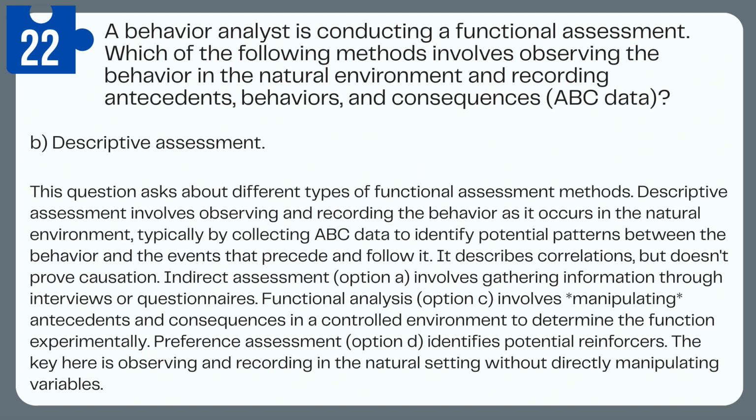Indirect assessment, option A, involves gathering information through interviews or questionnaires. Functional analysis, option C, involves manipulating antecedents and consequences in a controlled environment to determine the function experimentally. Preference assessment, option D, identifies potential reinforcers. The key here is observing and recording in the natural setting without directly manipulating variables.